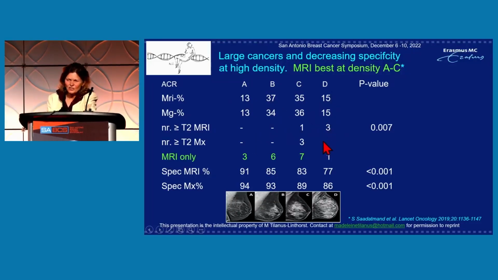And all the large cancers, both in the MRI and in the mammography group, were only detected at the higher density C and D. The cancers that were detected only by MRI were mainly seen at the lower densities A to C. So contrary to what is often said, MRI is most effective at lower densities A to C, although it has been proven effective in the DENSE randomized trial, for instance, at density D also to reduce interval cancers. And specificity declined both for MRI and mammography significantly with the increasing density.